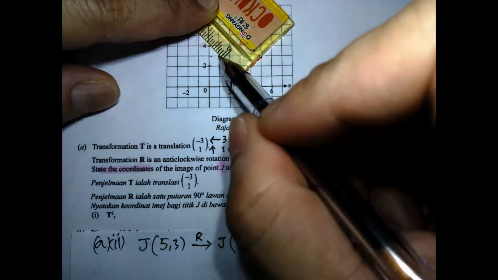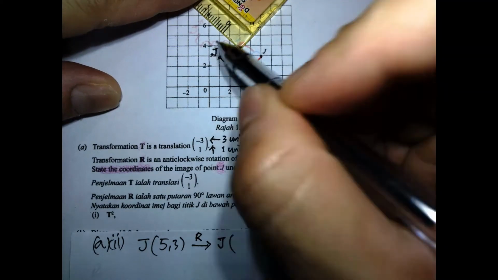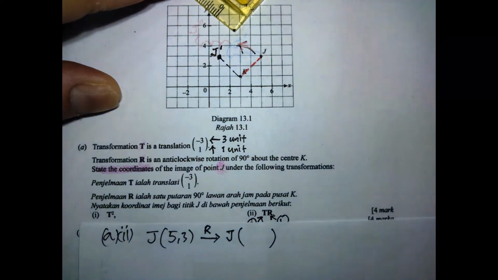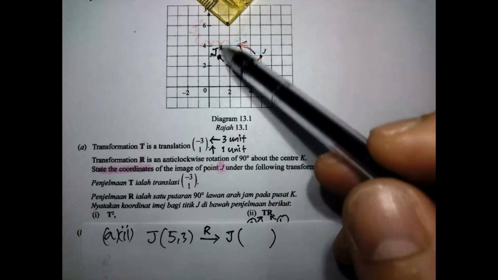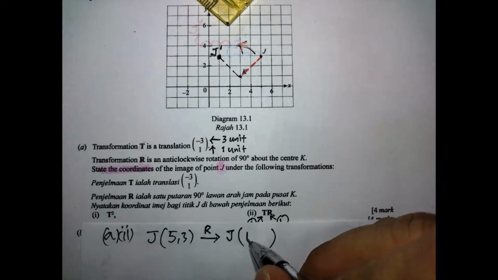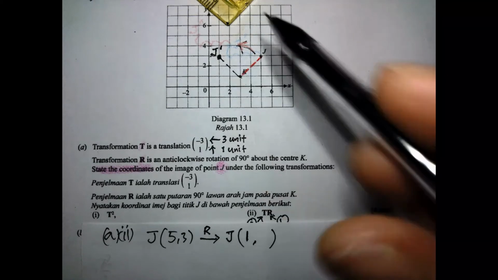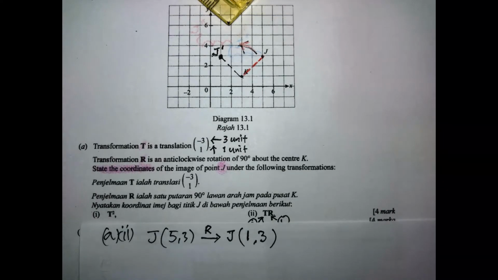So this is 90 degrees. This is the J, the first image. So just use a ruler like this. Anti-clockwise, so now we got the J, first image. We read the coordinates, which is x is 1, y is 3. So now we have 1, 3.